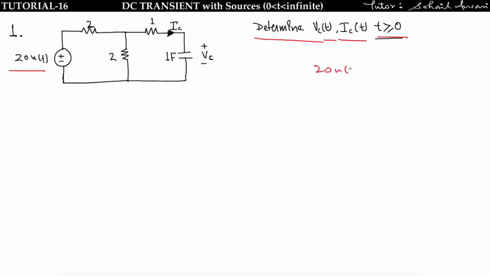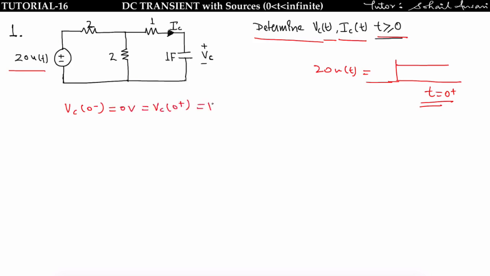Okay, let us see the voltage source. Voltage source is 20u(t), that means the source is applied for t equal to 0 plus. At t equal to 0 minus, there is no source present in the circuit, means at t equal to 0 minus this network is not charged. So we can say that Vc of 0 minus is equal to 0 volt and that is equal to Vc of 0 plus, that is equal to Vc of 0. Because for t less than 0 the source is not present, means the capacitor is not initially charged.